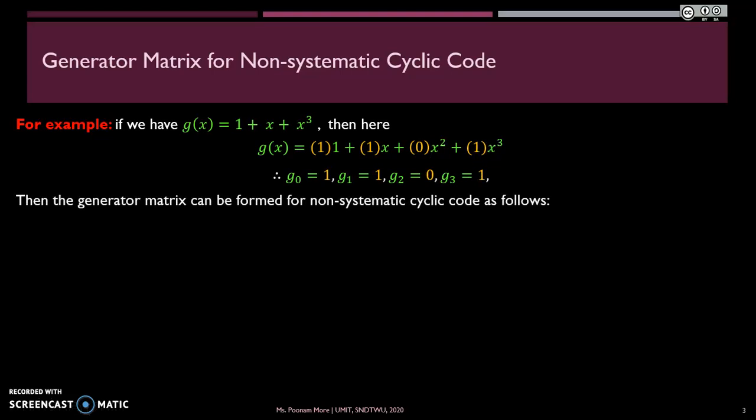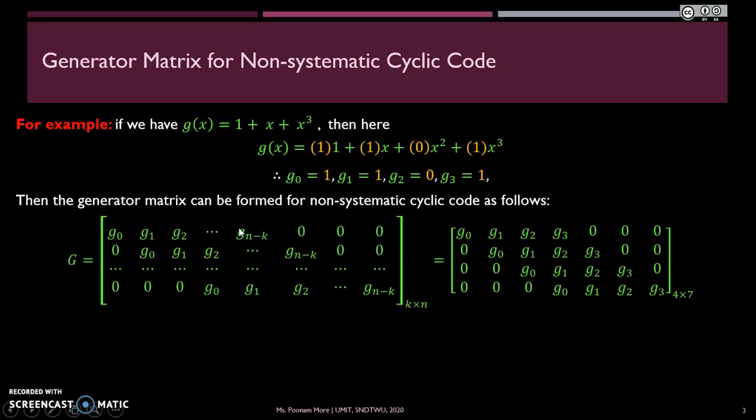And therefore we can have the generator matrix as shown over here. So this is the generalized way to write our generator matrix, which we have used to write the generator matrix for this example. As we have the terms from G0 to G3, the matrix will take this form, and the size of this matrix will be 4 by 7, as this generator polynomial is used for the (7,4) cyclic code.